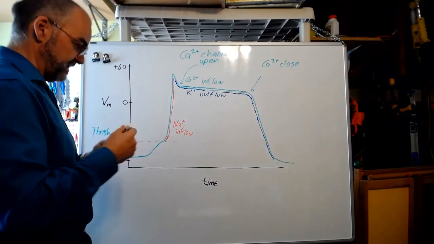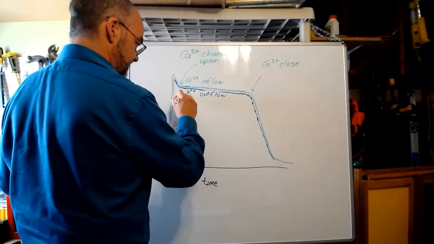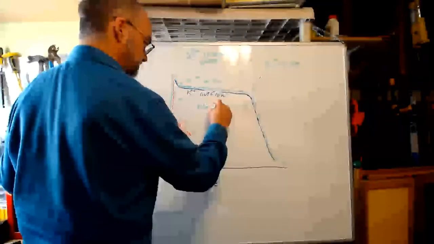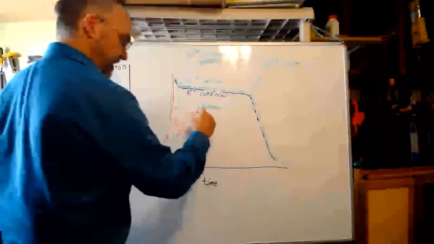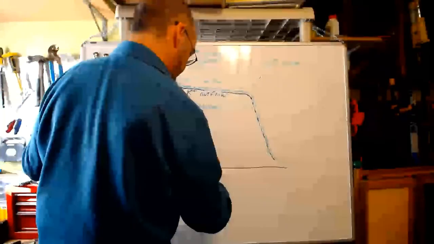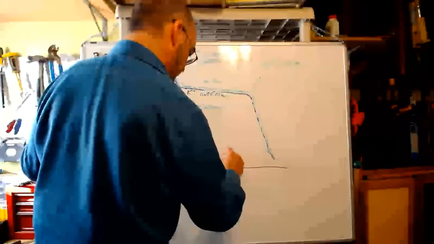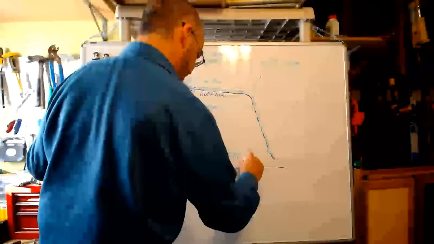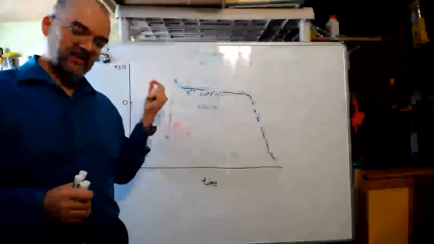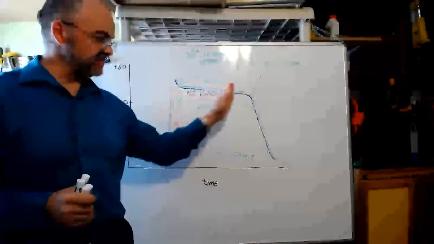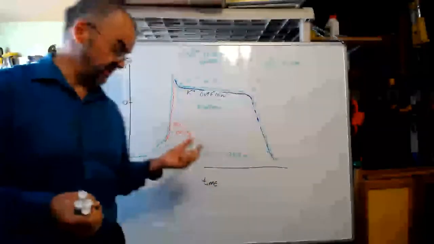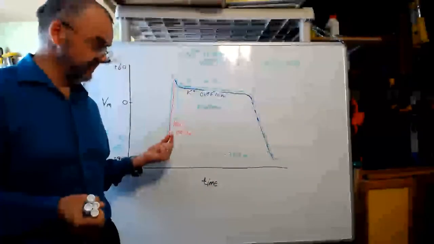But what we're getting at here is that we have this extended plateau, and about the whole thing from beginning to end is 200 to 250 milliseconds. So this action potential is unusual in that it stays depolarized for a long time, much longer than a typical, say, nerve action potential, which is over in about a millisecond.